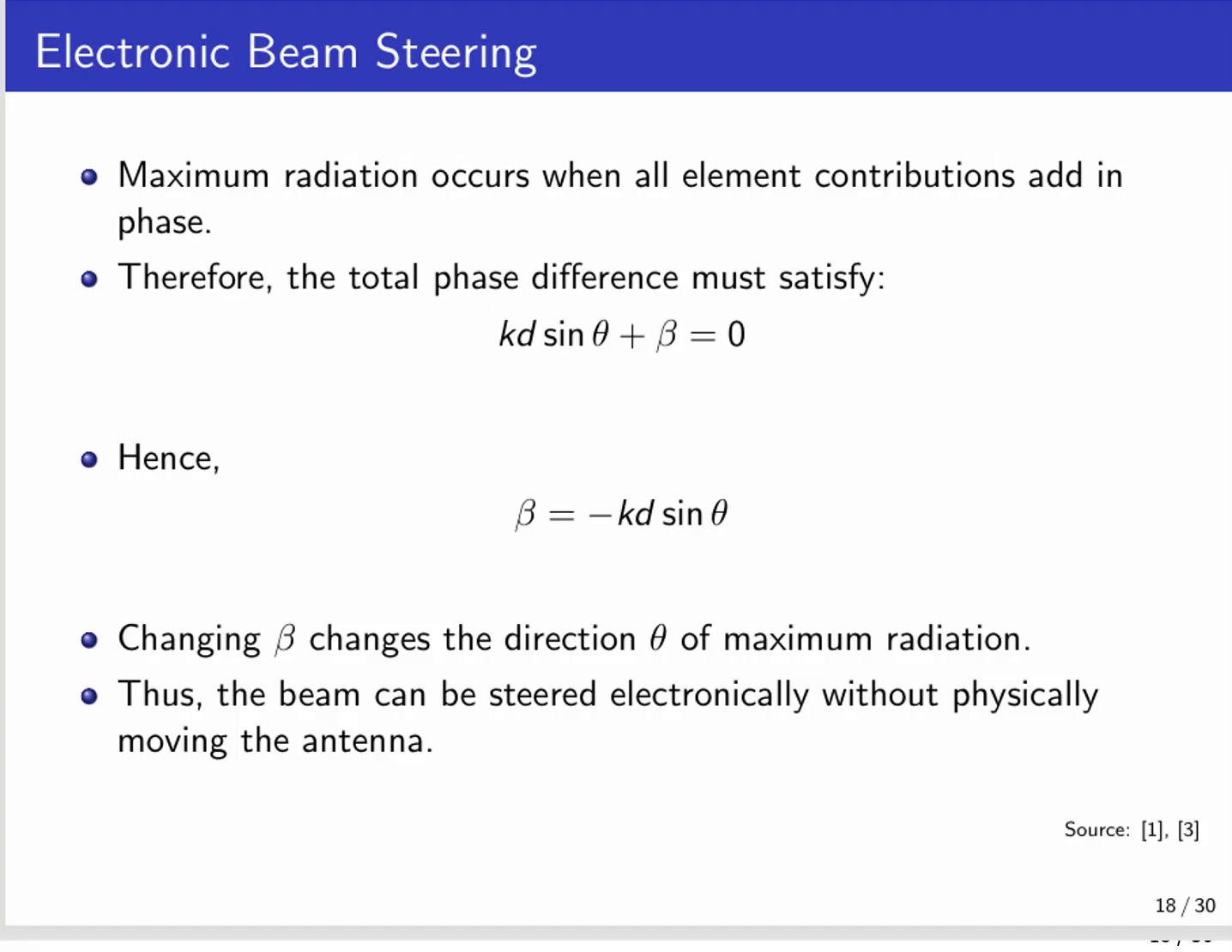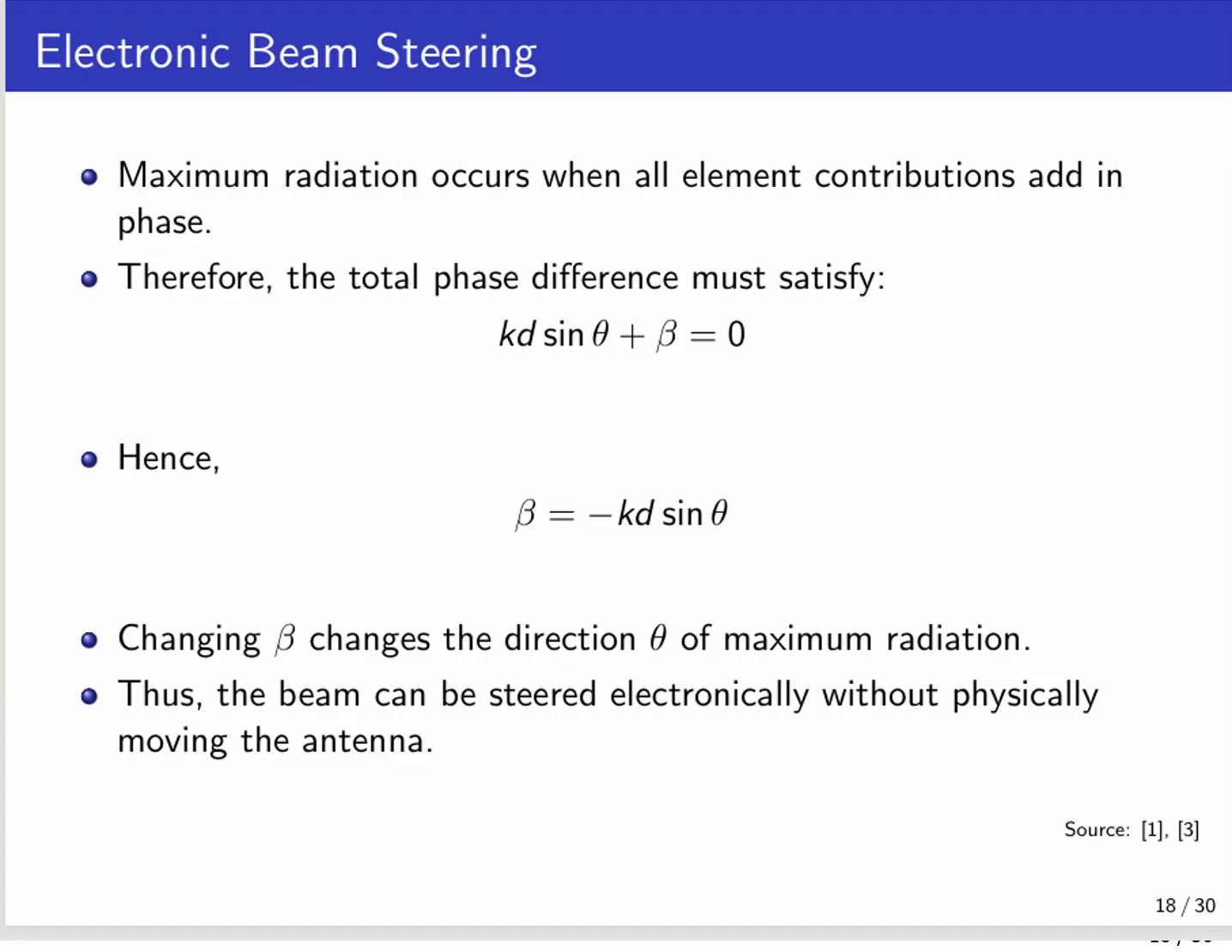So electronically, if we are able to compensate the phase difference at our desired direction, then we can get maximum radiation towards that direction. Therefore, if the total phase at our desired direction theta becomes zero somehow, then we can get the maximum radiation towards that direction.